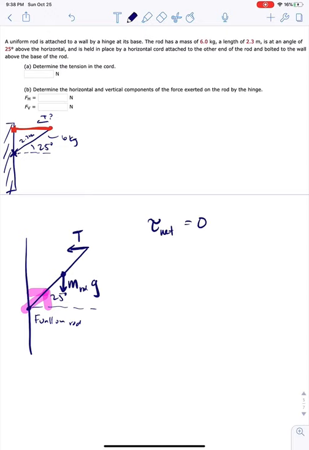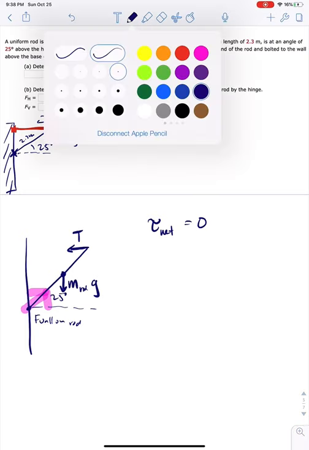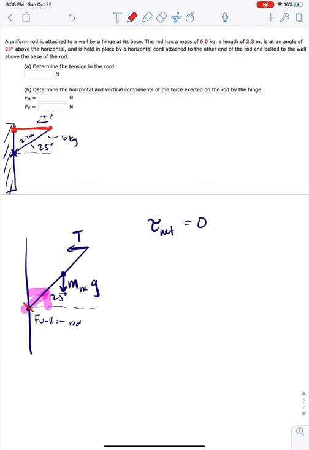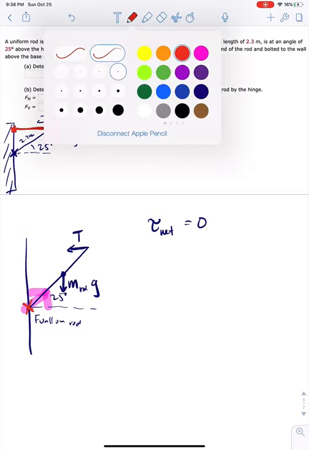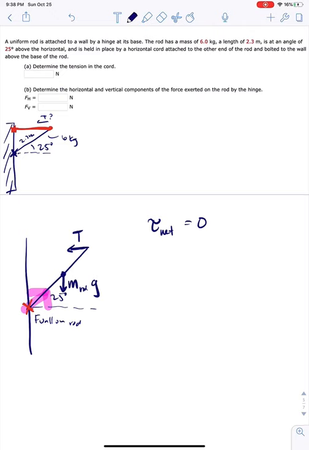Okay? All right, and now we're going to start by finding the net torque and setting that equal to 0. So it's the sum of all our torques. And we need to choose a point of rotation. Natural point of rotation is here where our hinge is, right? Okay. So we've got two torques here. We've got our torque from our rod and our torque from our tension. So if we think about just our torque from our rod, the distance from the hinge to the center of mass is half the length of the rod. So that's 1.15 meters. Our gravitational force is down right here.